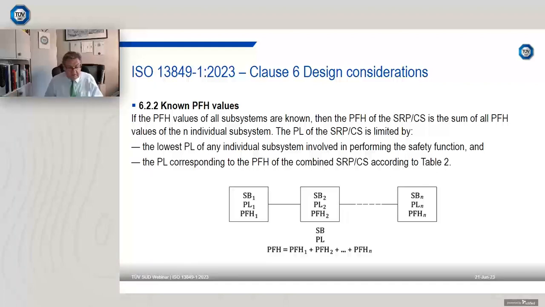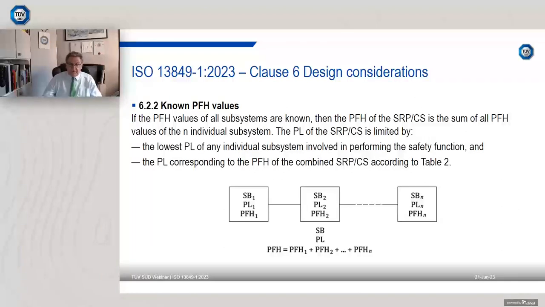We also, of course, have to pay attention to any performance level limits that there may be on a subsystem, because we can never get a better PL than the lowest PL capability of any subsystem. But the statistical analysis of PFH for a function is summing up the PFH of subsystems.